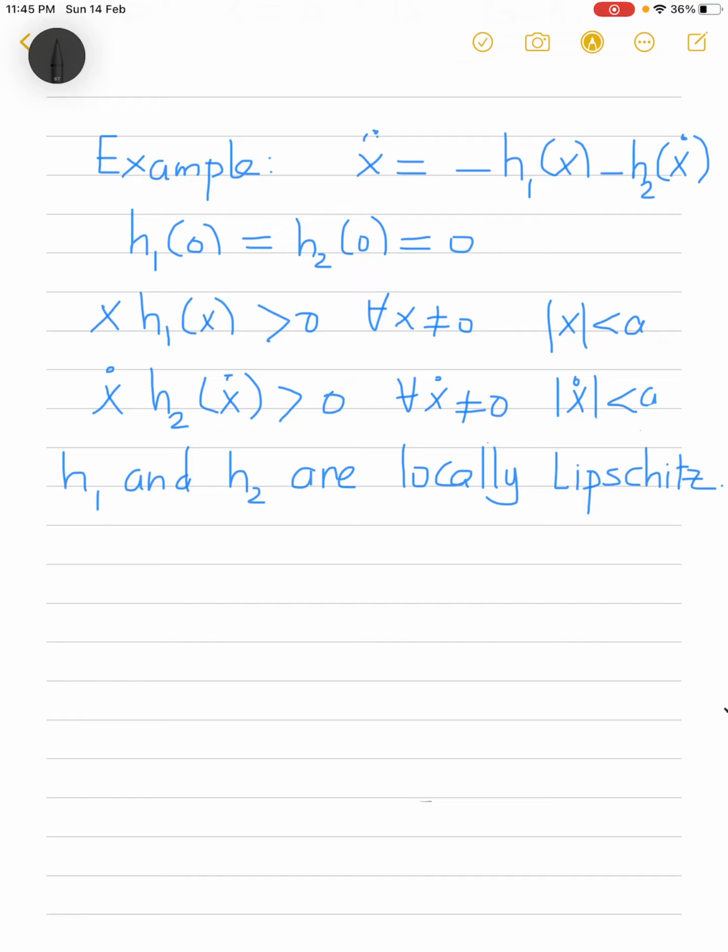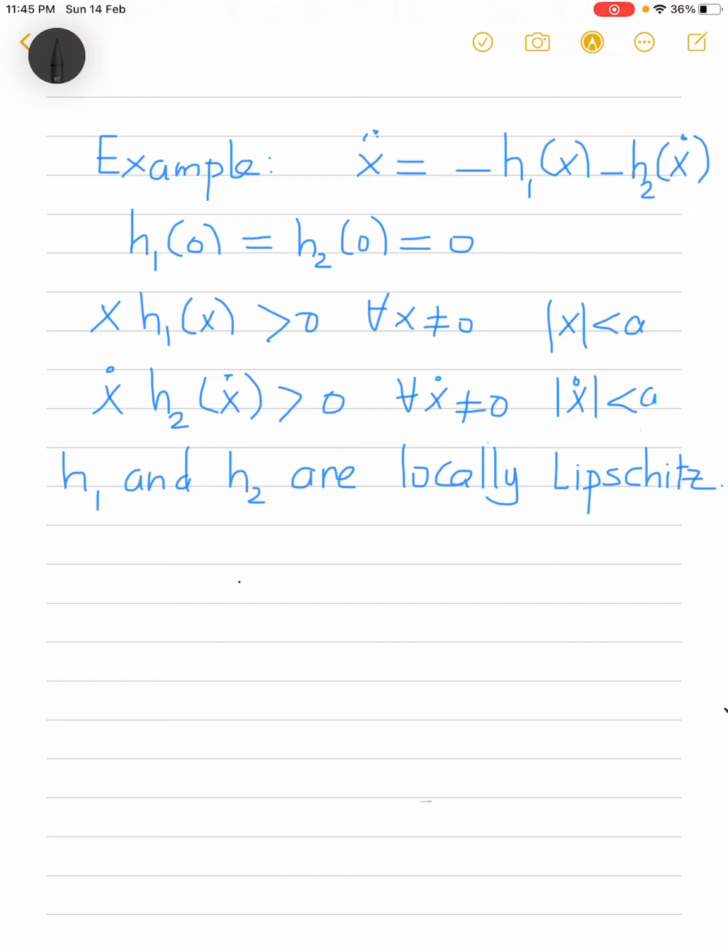the values of h1 and h2 are 0 at 0, and the product of x times h1 of x is positive for non-zero values of x, in the range of absolute value of x less than a, and x dot times h2 of x dot is positive for x dot not equal to 0, again for the absolute value of x dot less than a. So we can rewrite this equation in the form of first order differential equations.